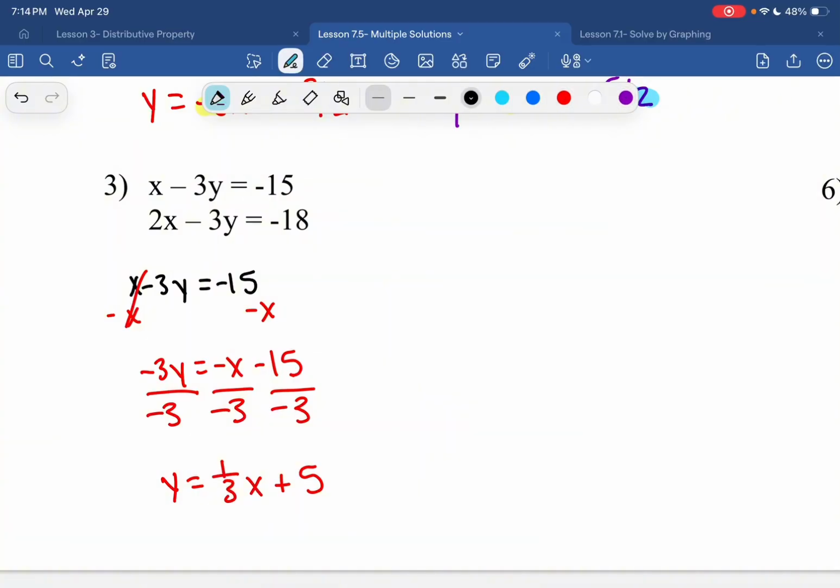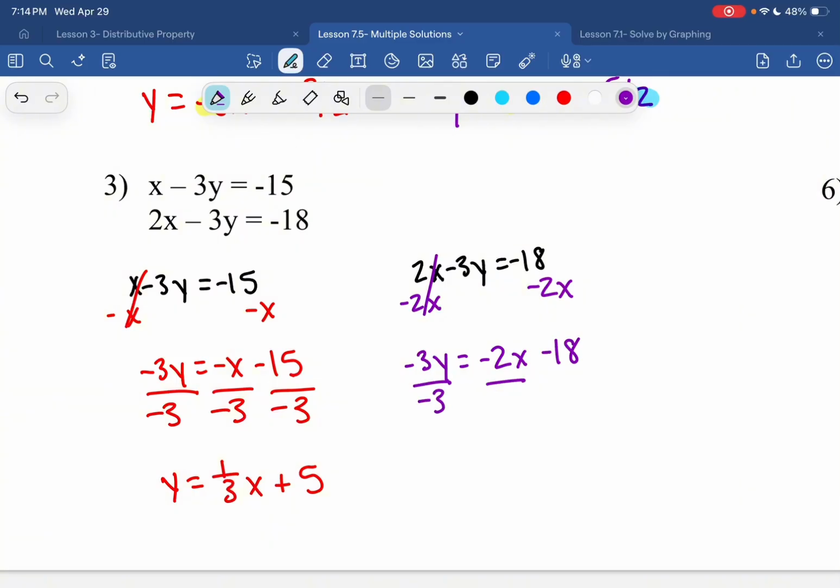Okay, let's do the second one. We have 2x minus 3y equals -18. I'm going to subtract 2x from both sides of my equal sign. I now get -3y equals -2x minus 18. To isolate my y, I need to divide by -3 in all terms. So now I get y equals positive 2 over 3x plus 6.